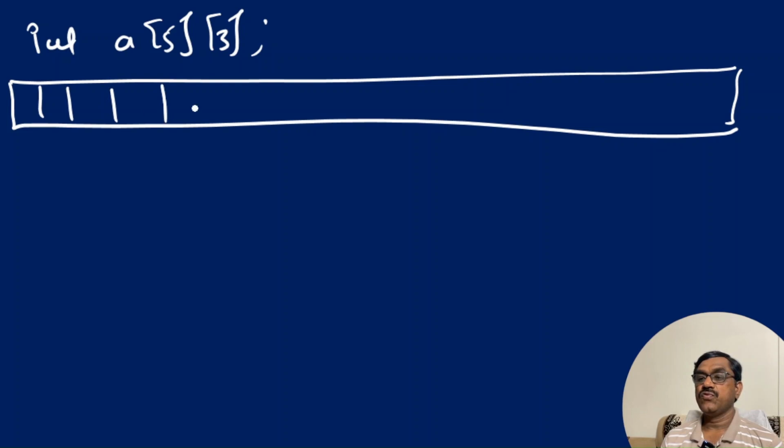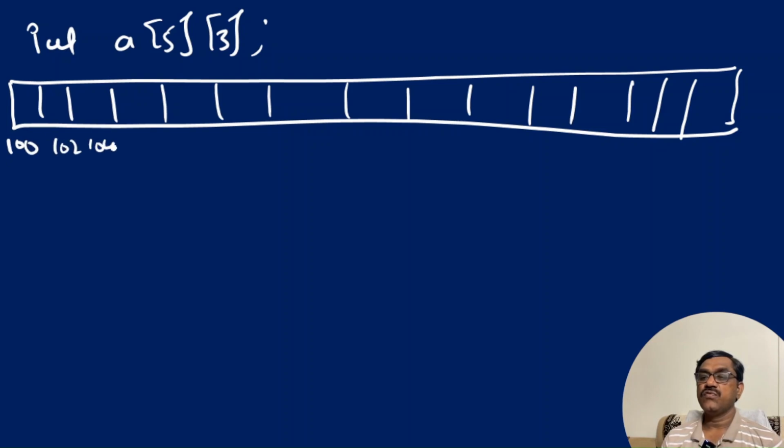1, 2, 3, 4, 5, 6, 7, 8, 9, 10, 11, 12, 13, 14, 15. So these are the 15 memory locations that are reserved, and every memory location has an address, right? 100, 102, 104, and so on. So like that we are having the addresses. Why 100 and 102? Because when an integer takes 2 bytes of memory, the next address will be 102. If it is 4 bytes, then 100, 104, 108, so that you remember. So once you say integer a of 5, 3, memory is reserved like this. All the memory locations are reserved.